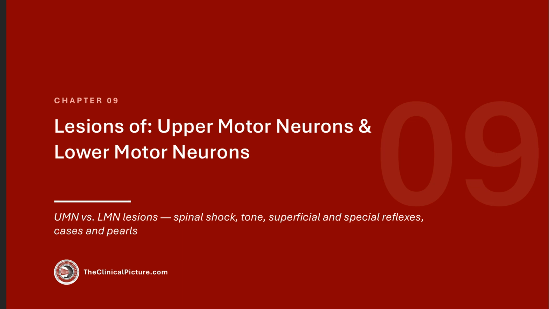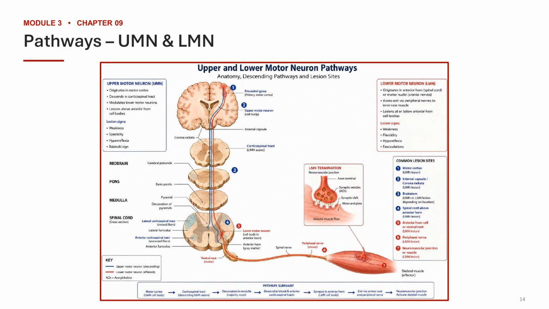We will define the lower motor neuron, the final common pathway, the only route any motor command has to reach muscle. Then we will contrast their lesions in detail, the abnormalities of tone, spinal shock, the superficial and special reflexes, and the comparison tables you will meet again on examinations. And we will finish with 5 clinical cases, because this distinction is not learned from a table, it is learned from patients. Take a moment with this diagram because it is the anatomical scaffold for the entire chapter.